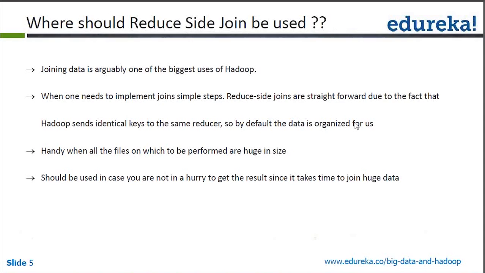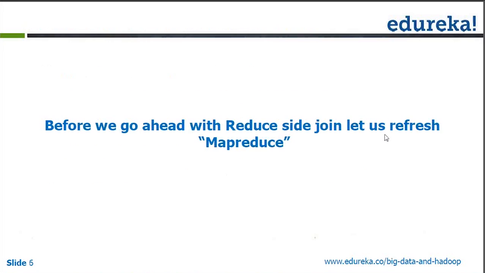So by default, the data is organized for us. I know that this is a very complex statement, but it will be crystal clear in a moment. I'll explain that in detail, folks. So let's move on. First, try to understand what a mapper and reducer are. Then we'll come back and read those points so that we get a good enough understanding.